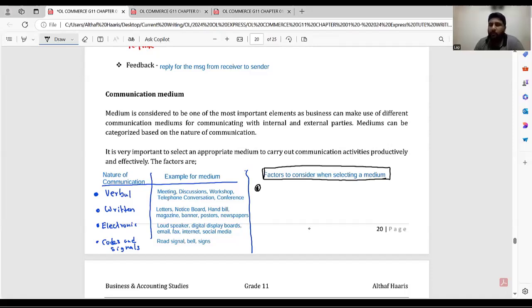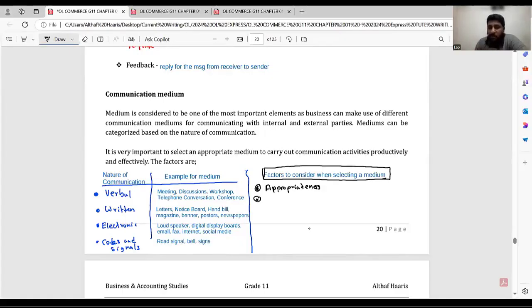So what are the factors that you have to consider when you are selecting a medium, people? Now let's take an example. You are getting your O-level results. Someone from the government comes to your home and tells you your O-level results and goes. That is not an appropriate medium to tell such an important message, right? Maybe it should be on a proper government website. So first, people, appropriateness should be there.